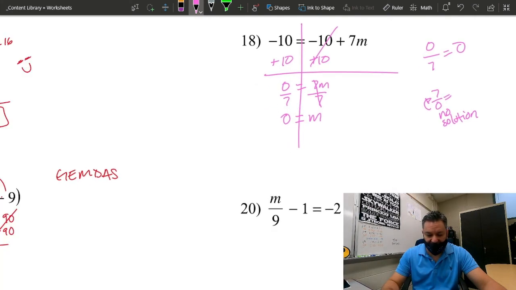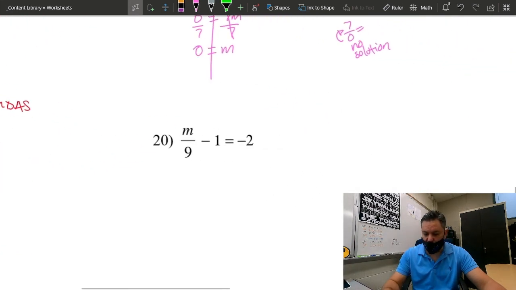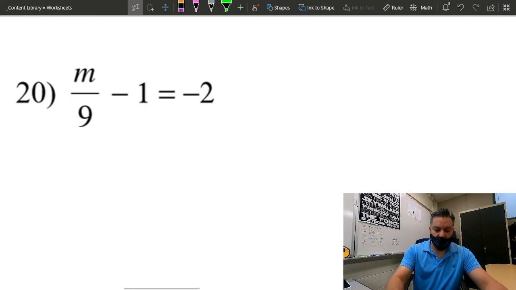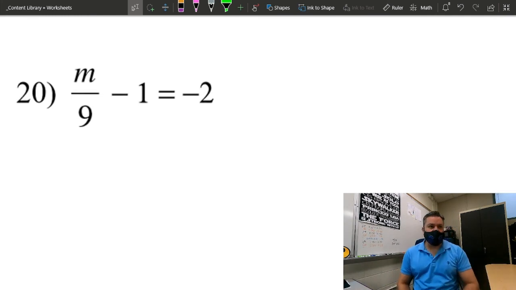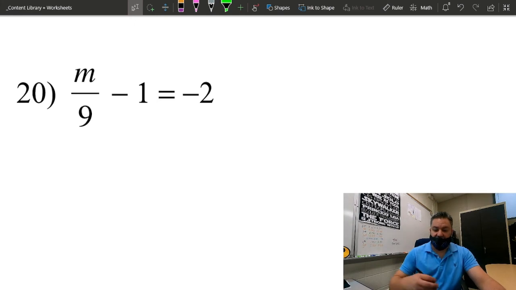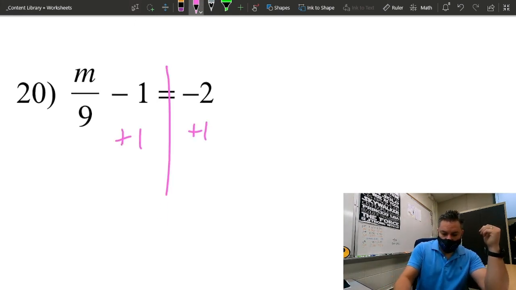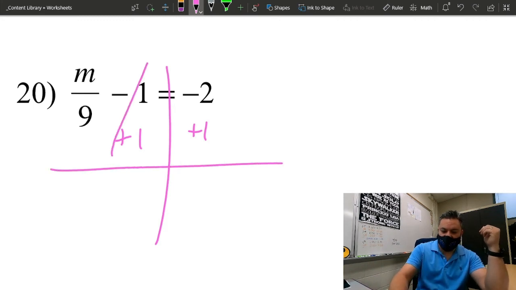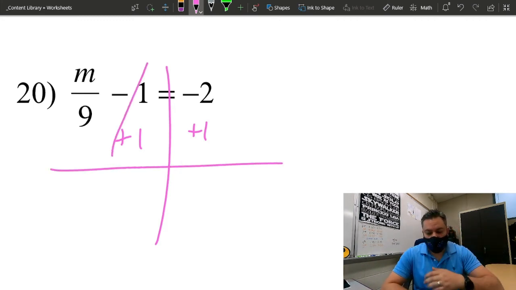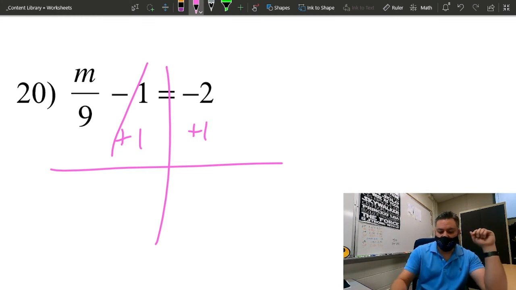I think it's going to be the last one. Yep, number 20. First step, add or subtract. We're going to add what? 1. What you do to one side, you do to the other one. This cancels out. Negative and a positive, we have to subtract and keep the sign of the bigger number, right? 2 minus 1 is just 1, but it's going to be negative.